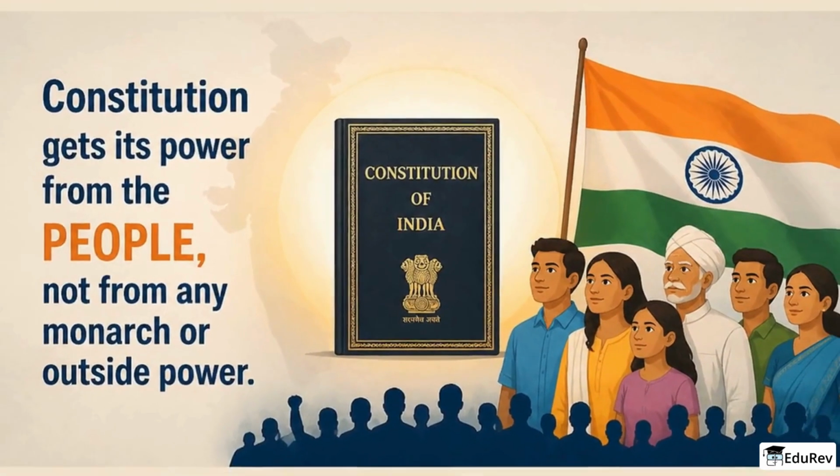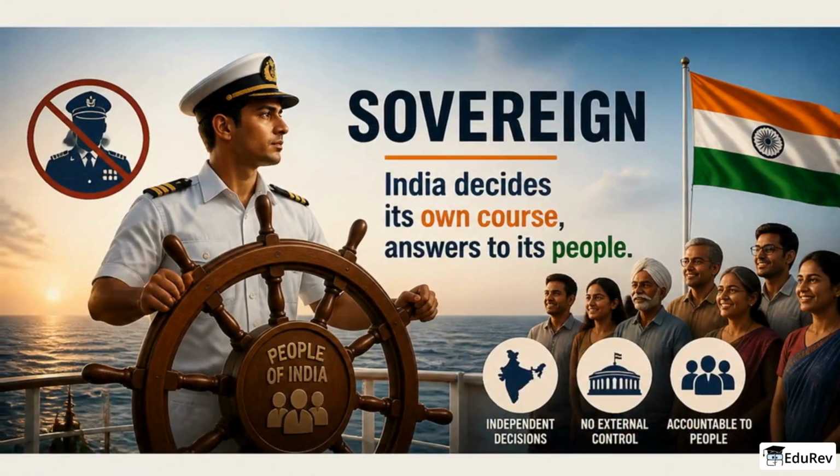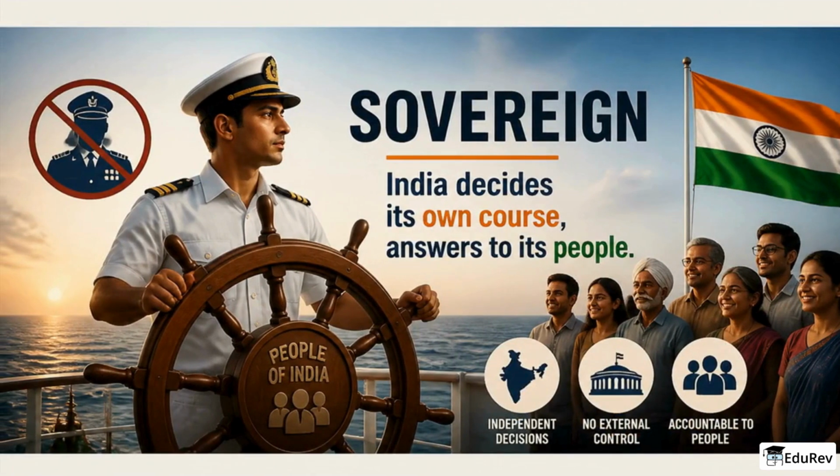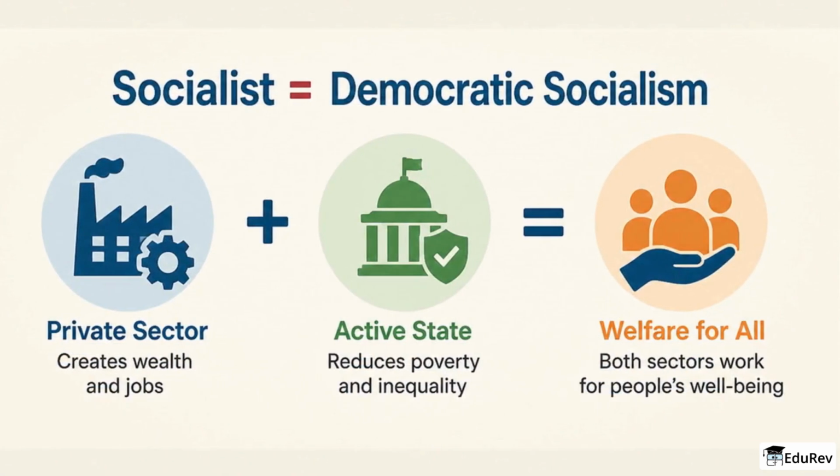Start with the first idea: we, the people of India. This tells you the Constitution derives its authority from the people themselves, not from a monarch or outside power. Sovereign means India conducts its internal and external affairs independently, like a ship whose captain answers to its citizens and no foreign admiral. Socialist here implies democratic socialism, a mixed economy where both public and private sectors work, and the state acts to reduce poverty and inequality.